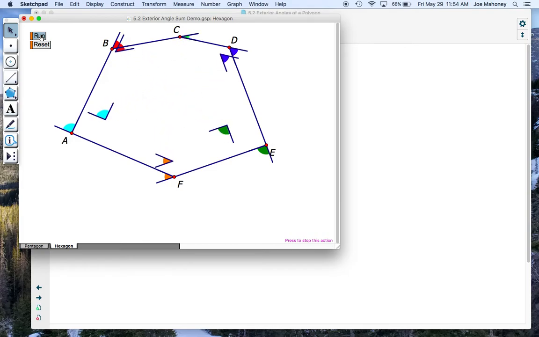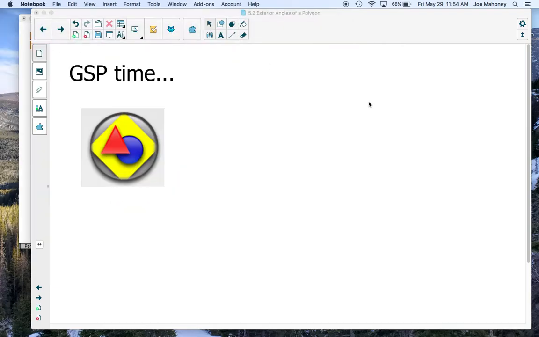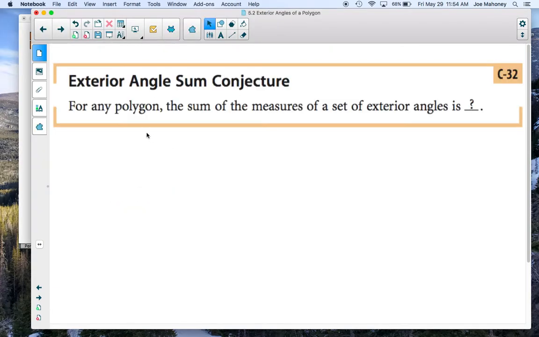Oh boy, I think we got our conjecture. Here we go, let's check it out. Our conjecture says that for any polygon, the sum of the measures of a set of exterior angles is always 360 degrees. The sum of the measures of the exterior angles is always 360. You might remember that the interior was 180 times 2 less than the number of angles. But the exterior, always 360. And that's kind of nice.